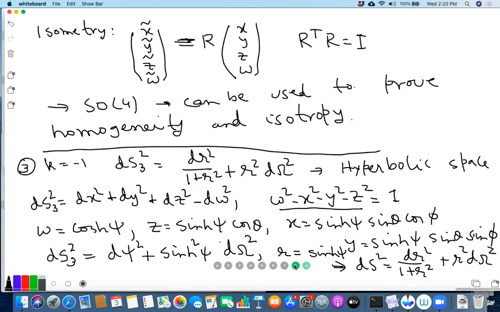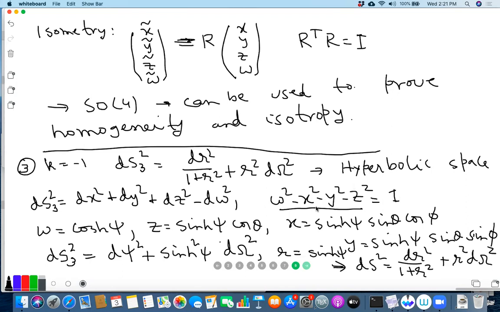And it's the same reason why here, for example, I had to do it this way. I could have made an overall change of sign. I could have taken this to be minus w square plus x square plus y square plus z square equal to 1. That will be a different space. That will not be Euclidean.